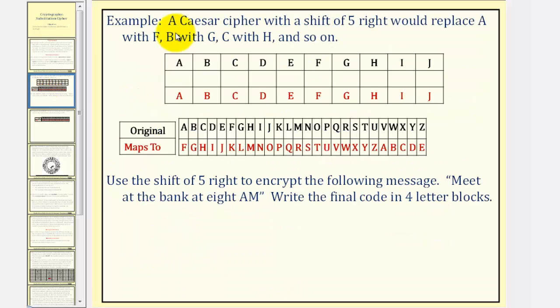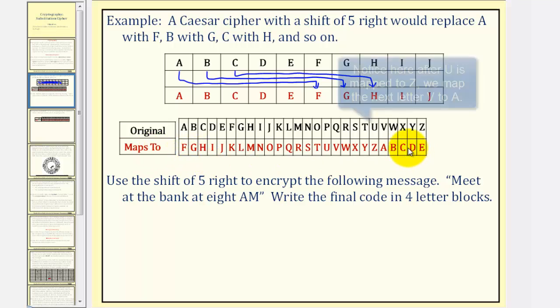As an example, a Caesar cipher with a shift of 5 right would replace A with F. Notice how F is 5 positions to the right of A. It would replace B with G, C with H, and so on. So the complete cipher, only using the letters in the alphabet, would look like this, where in black we have the original letters, and in red we have the letters they would be mapped to.